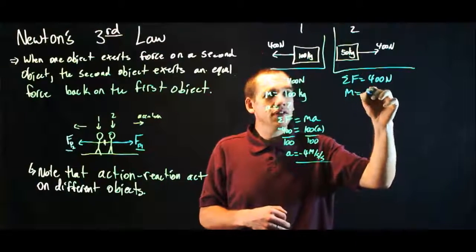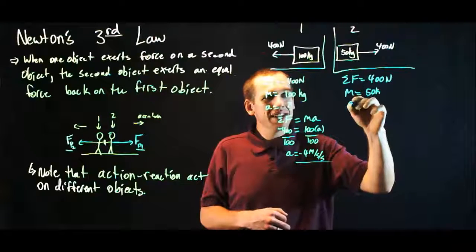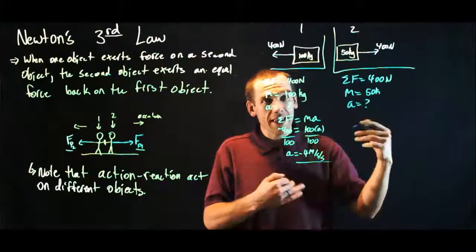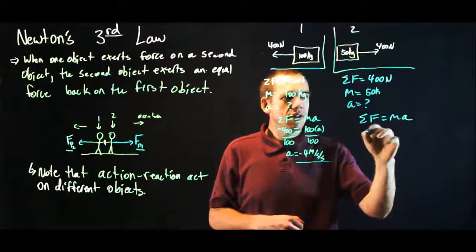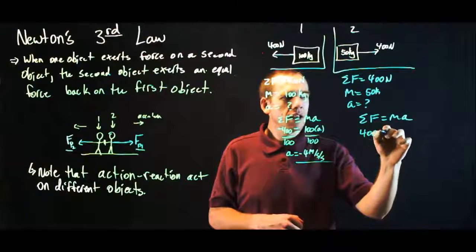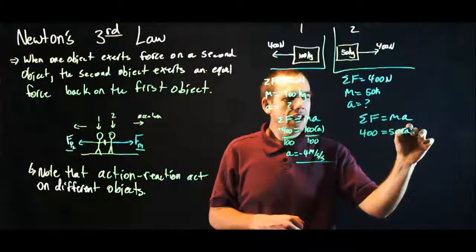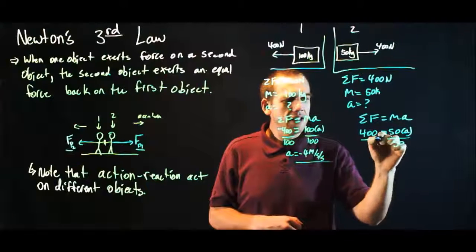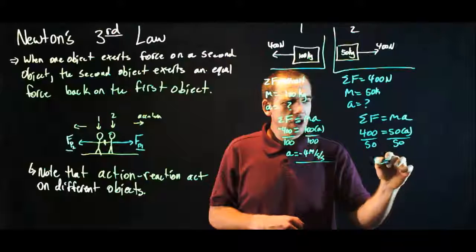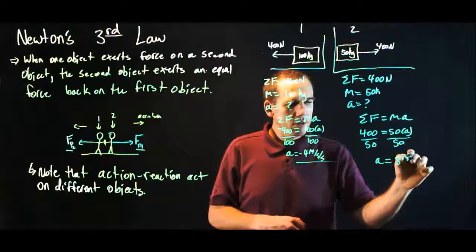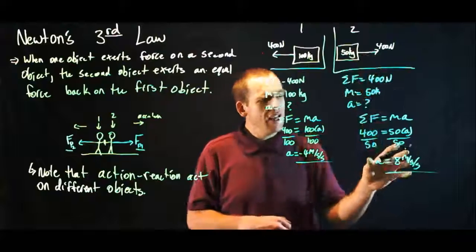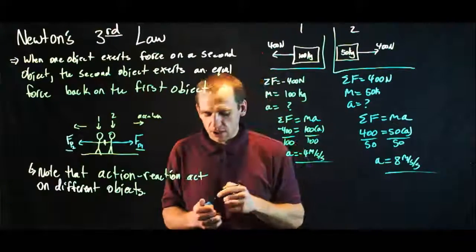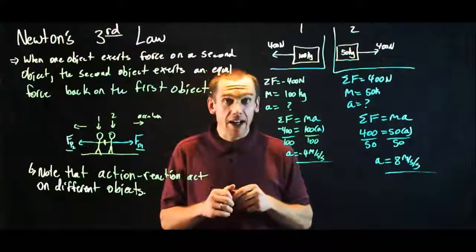Mass over here is 50 kilograms, which means my acceleration is going to be different, right? That's Newton's second law again. Net force equals mass times acceleration. So 400 equals 50 times a, divide both sides by 50, and I get an acceleration of 8 meters per second per second, which makes perfect sense. If it's got half the mass, it'll have twice the acceleration. Its motion changes a heck of a lot more.